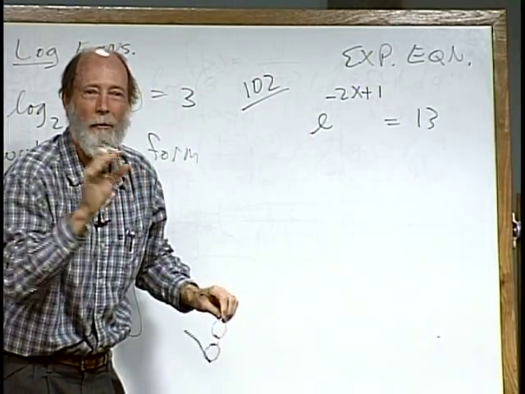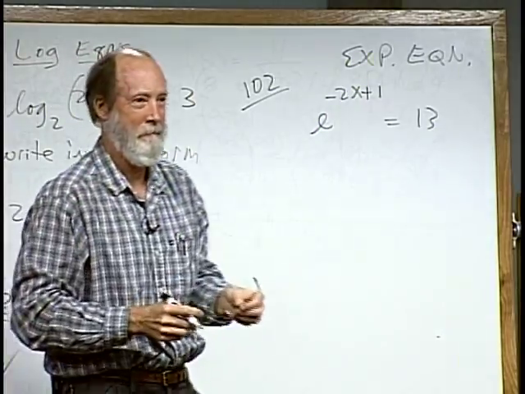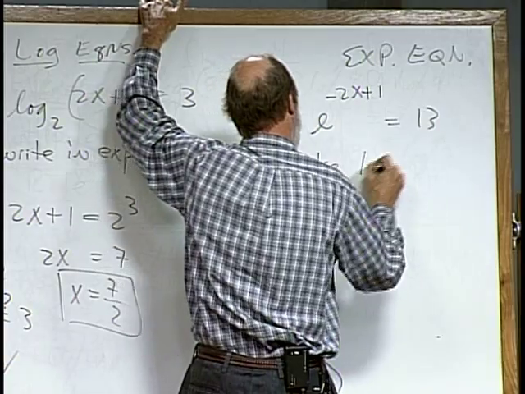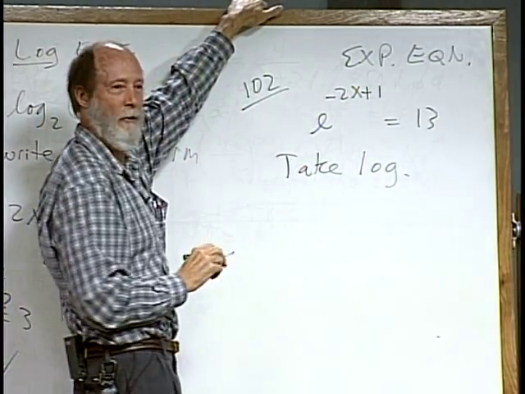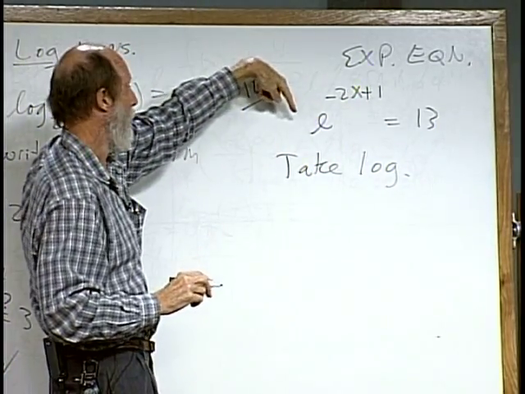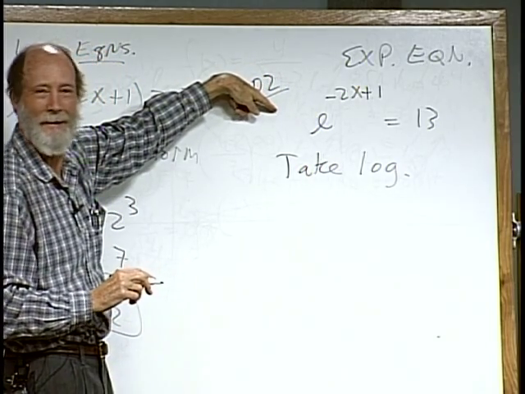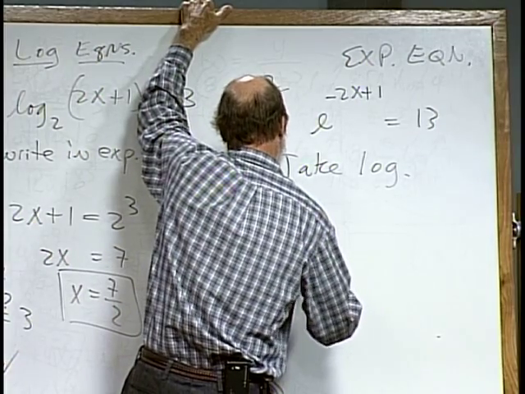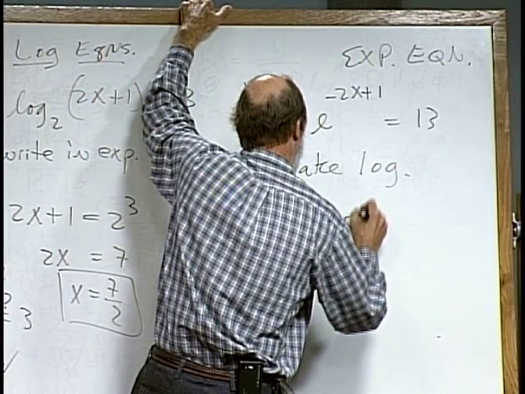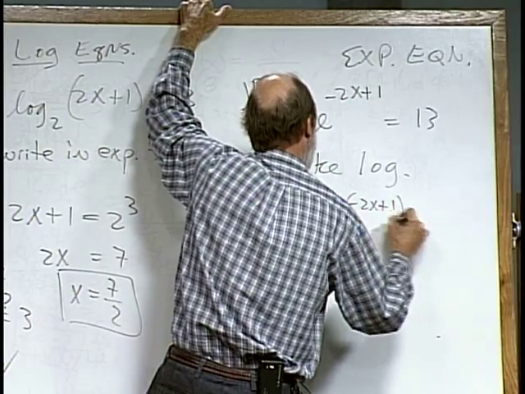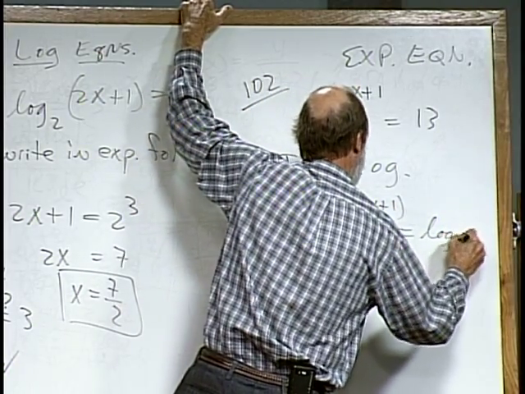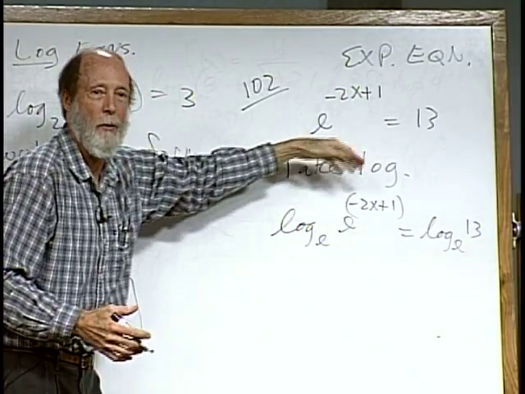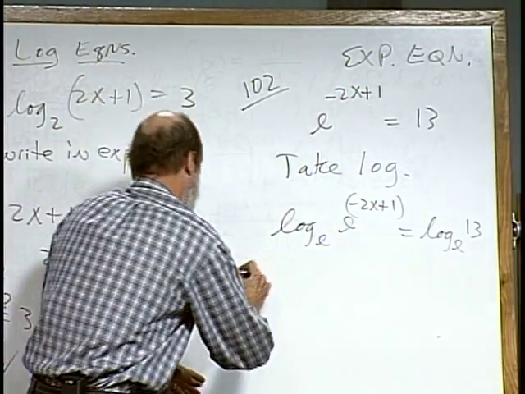You take the logarithm of both sides. You take the log of both sides. What base would be nice to use? 10. Well, hold it. Look at this. e. Wouldn't base e be nice to use? So take the logarithm of both sides. So if I take log base e of e to the minus 2x plus 1 equals log base e of 13, then the power rule lets the exponent pop out in front.